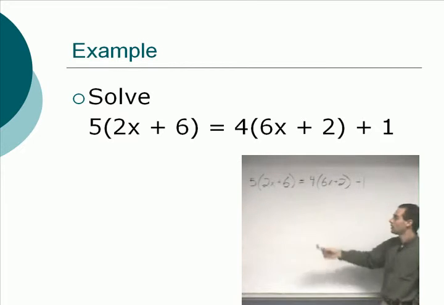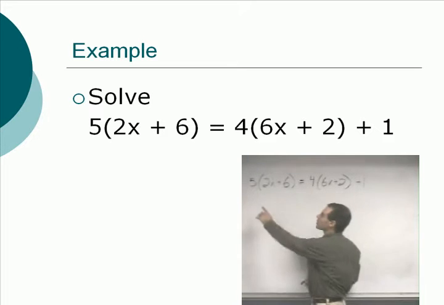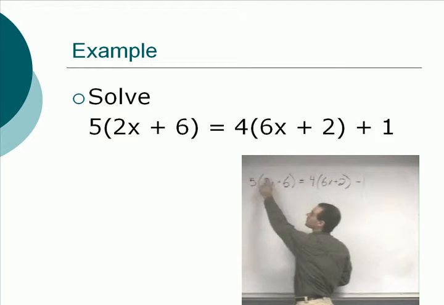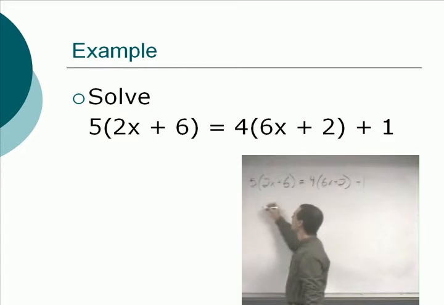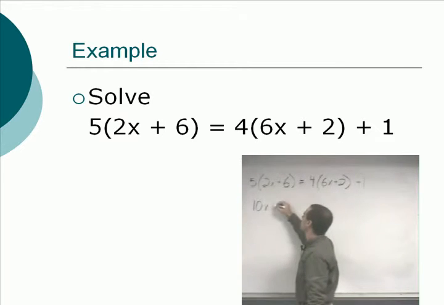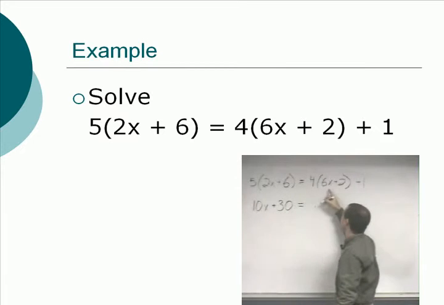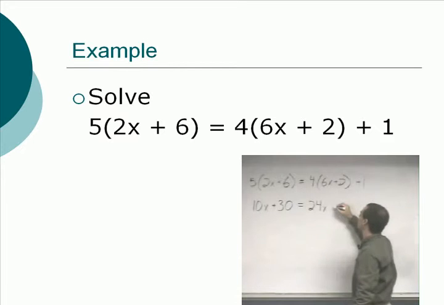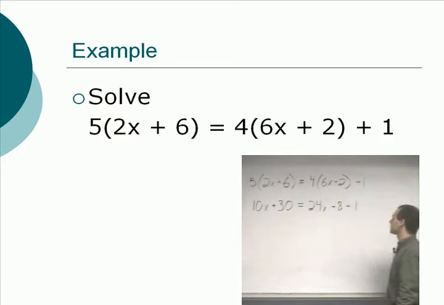We move on to the multiplication, which ultimately means we're going to take that 5 and distribute it. So we have 10x plus 30 equals 24x plus 8 plus 1.